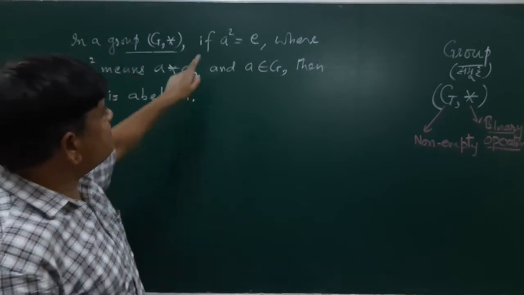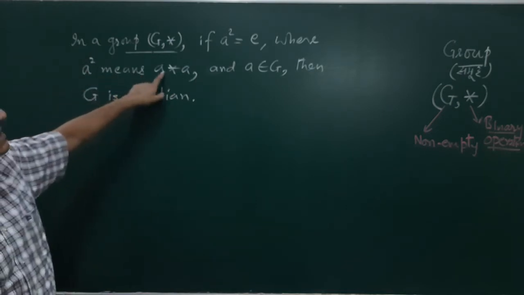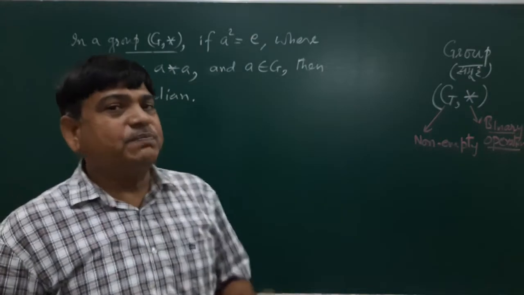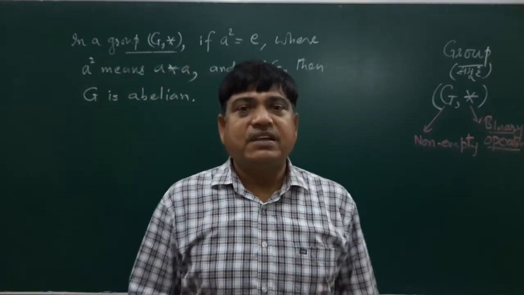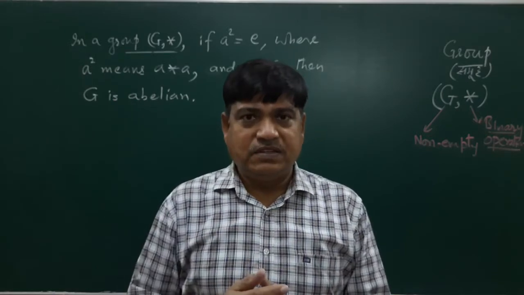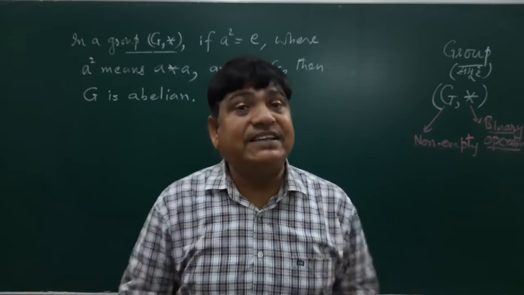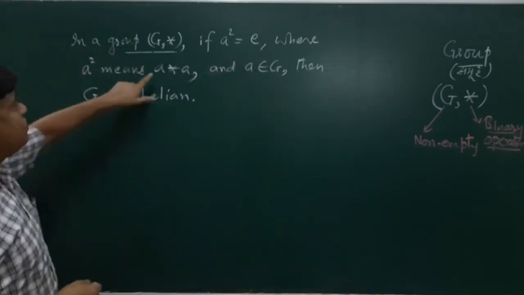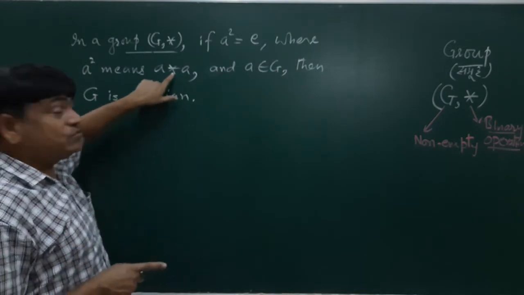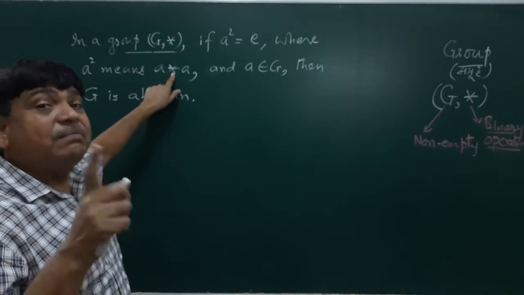And what is the meaning of A square? Here it is written, A square means A is composed with itself. If composition is plus, then A plus A. Multiplication, that is A into A, and so on. If the composition is union, then A union A. So A square means this. Always remember, this composition is not necessarily multiplication.